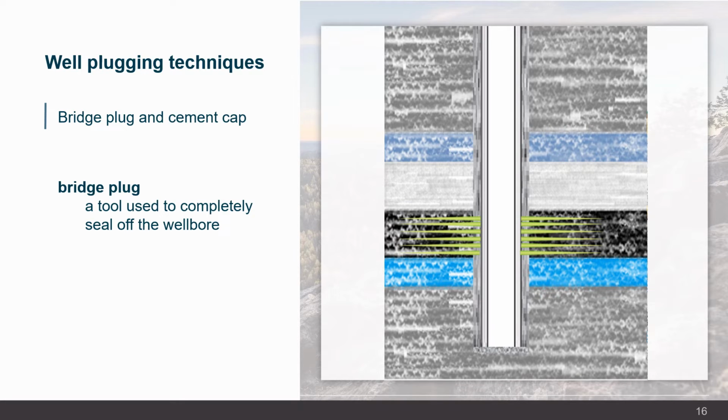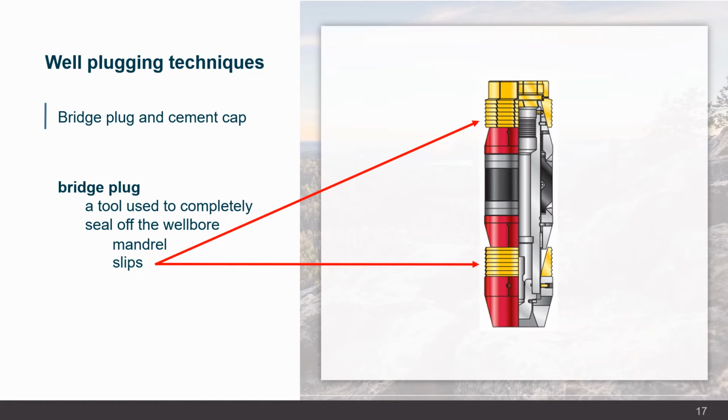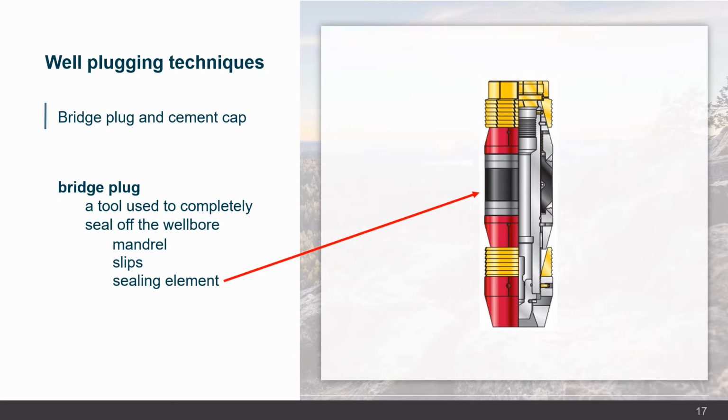A bridge plug is a tool used to completely seal off the wellbore, preventing any flow of gas, oil, water, or other fluids either upwards or downwards past the bridge plug. Now that description doesn't on its own provide a whole lot of insight, so let's take a closer look at the bridge plug itself. Shown here is one example of a bridge plug, and I'd like to highlight a few of the components. First is the mandrel, the inner core of the bridge plug around which all other components are installed. In yellow at the top and bottom are the slips, and in the middle of the bridge plug in black is the sealing element.